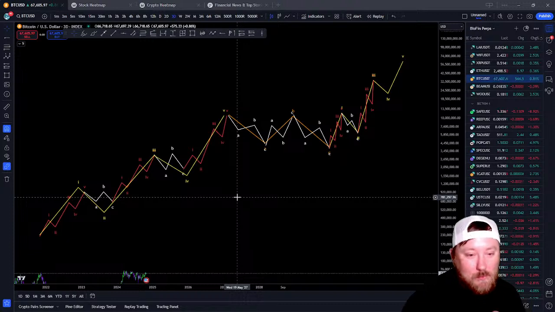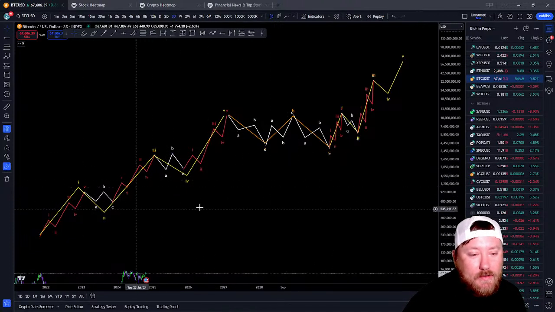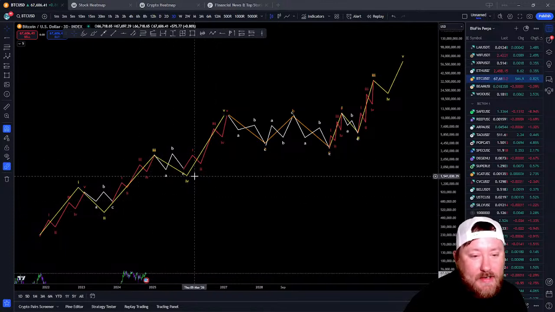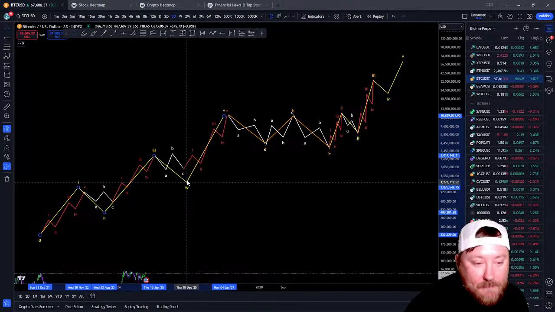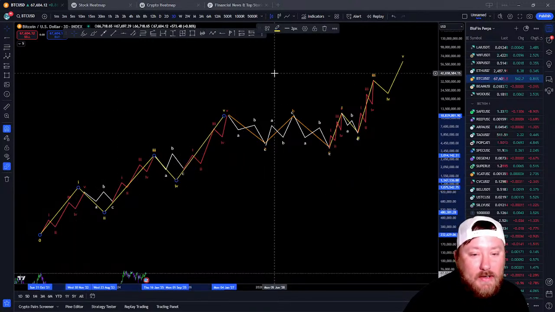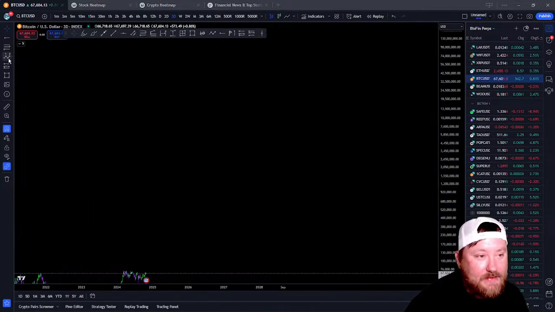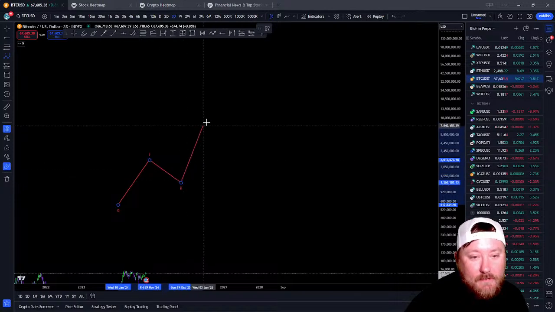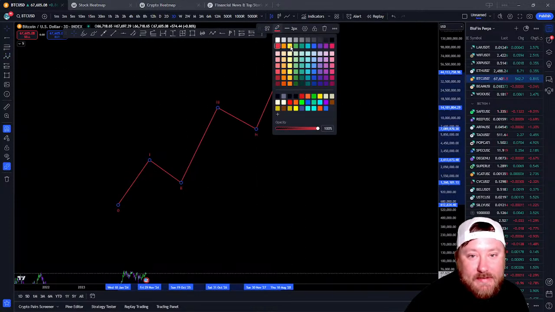But anyway, those are some invalidations right there. And then the last one is going to be wave 4 cannot come into the territory of wave 1. Now, to make this a little less confusing, let's get rid of all of this, and let me draw a 5-wave structure to the upside. And let's make this yellow a little brighter.